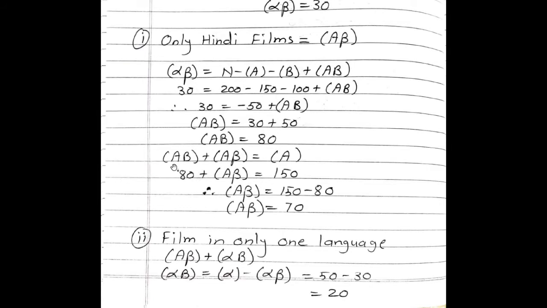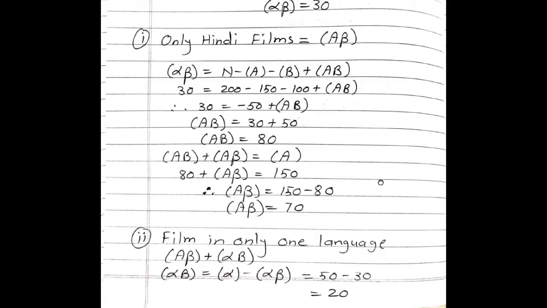We know that AB plus A beta is equal to A. AB value we have, 80. We have to calculate A beta because we want only Hindi films. So A beta is equal to A minus AB. So value of A is 150 and value of AB is 80. So value of A beta is equal to 70. So the number of people who like only Hindi films is 70.